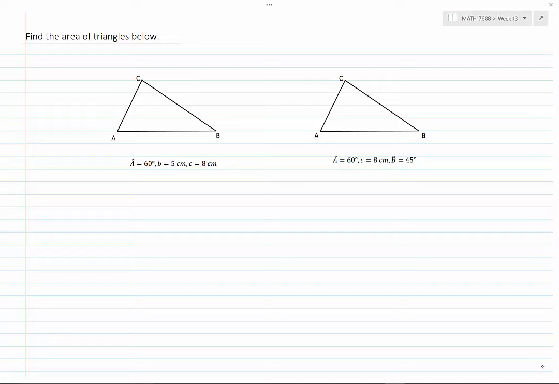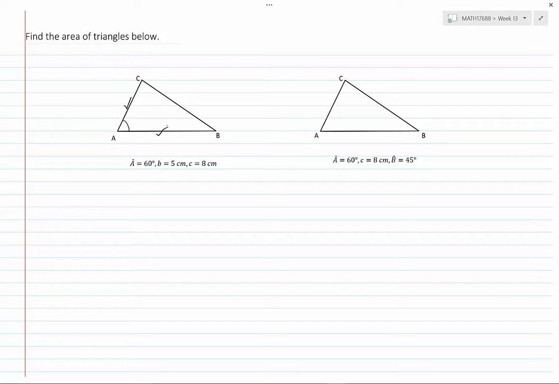Find the area of triangles below. We note that in the first case, the angle A and the sides B and C are given. We're given two sides and the angle between them.